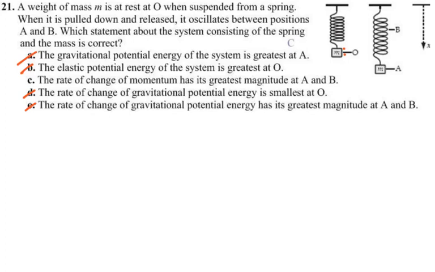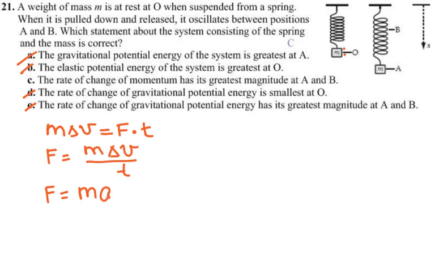Let's look at C. The change of the momentum has its greatest magnitude at A and B. So change of the momentum. Momentum is mass times the change of the velocity, and equals force times the time, the impulse, correct? So your force is equal to mass times the change of the velocity over the time, or equals mass times acceleration, right? So in this case, the maximum force acting on the mass is at A and B, and maximum acceleration is also at A and B. This is where the maximum force is acting. So that's how it is, I see.